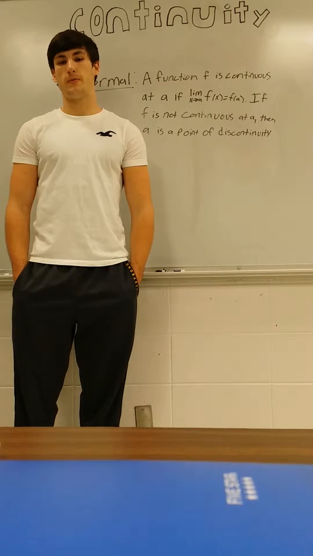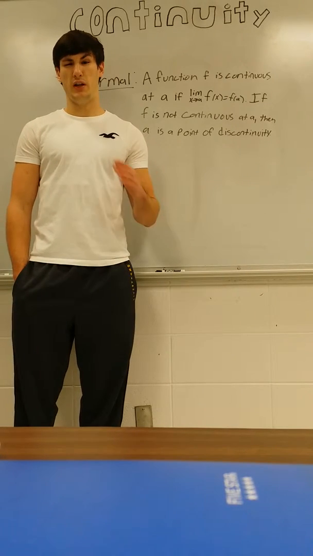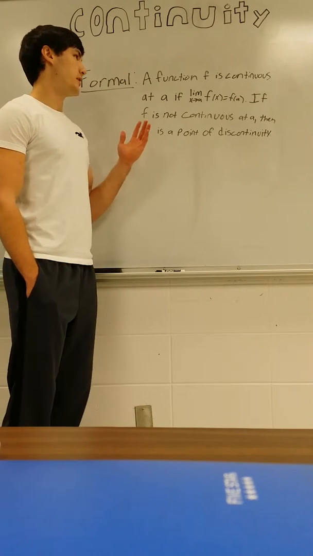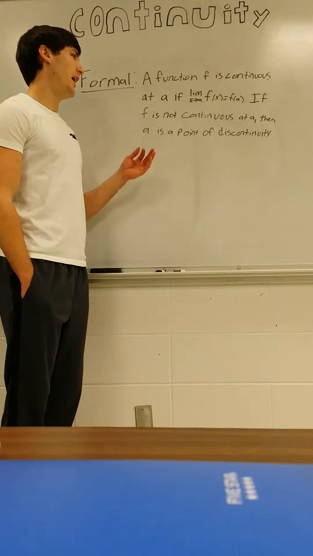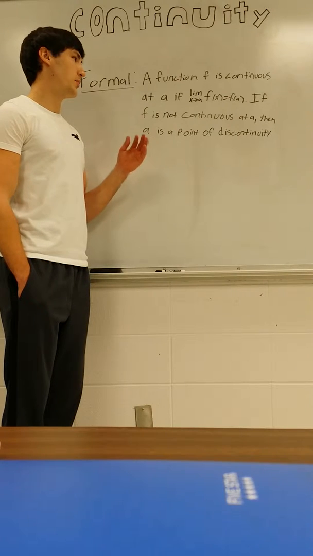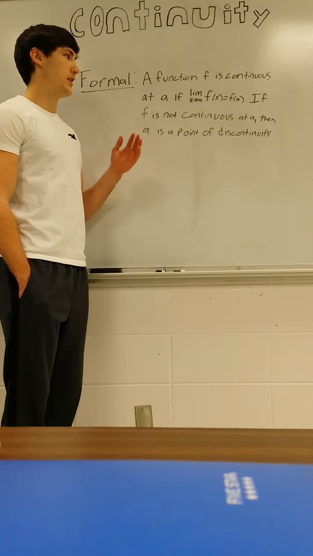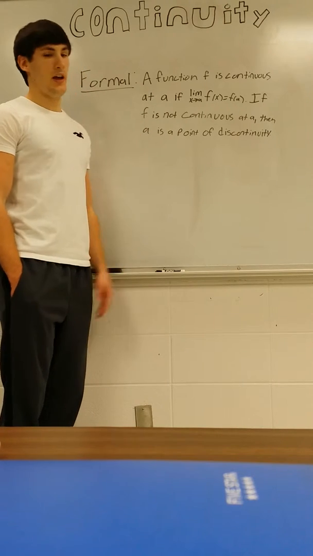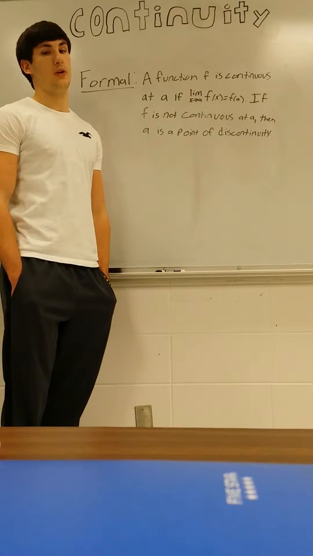The second part of continuity can be described in a formal definition. The formal definition is a function f is continuous at a if the limit as x approaches a of f of x equals f of a. If f is not continuous at a, then a is what is known as a point of discontinuity.